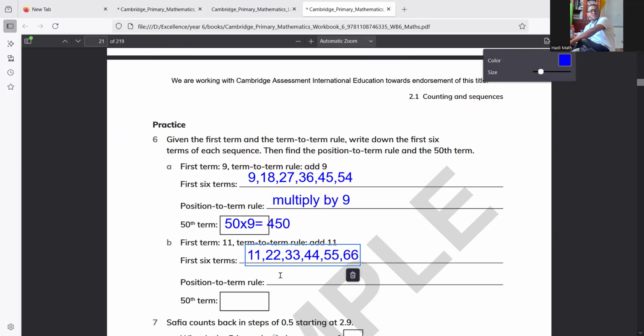Position to term rule, I've told you, you see the position and what you multiply by. That means you multiply by what? By 11. Because the first one is 11, we multiply 1 by 11. The second one is 22, multiply 2 by 11. The third one, 33, so we multiply the 3 by 11. And we go on. The 50th term, you just multiply 50 times 11. When you multiply 5 by 11 it is equal to 55, and you put the 0, so it's 550. This is the 50th term.